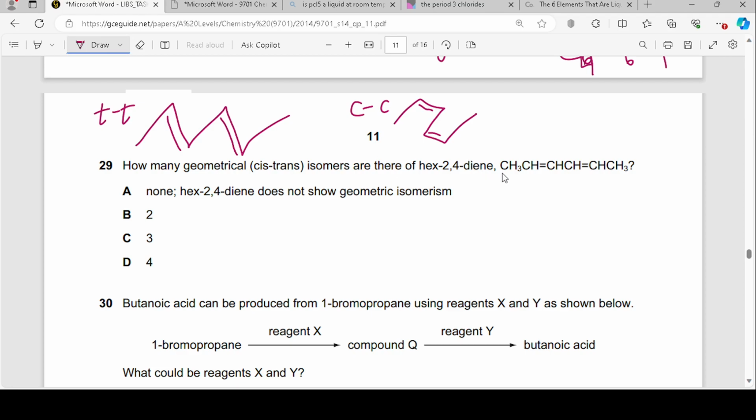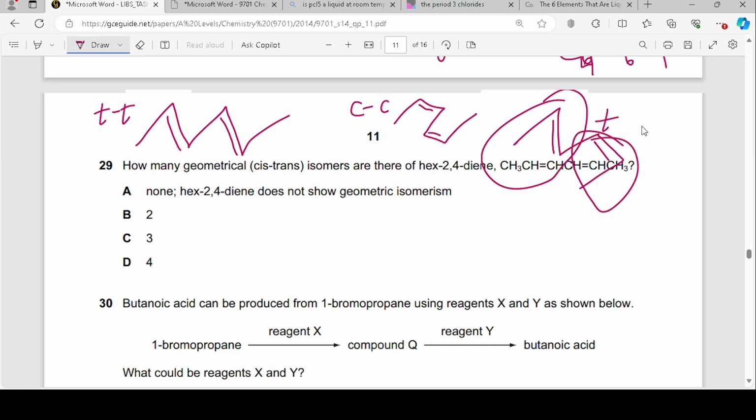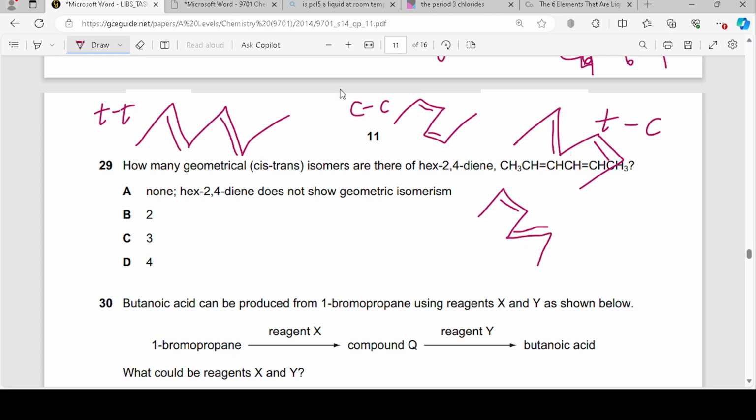And then I can have another one, which is if firstly this first group is cis and the second group is trans. So 1, 2, 3, 4, 5, 6 carbon atoms, and then this part is trans, so we have T, and then this part is cis, right? So we have trans, cis, and then on the other hand, I could have the first group as cis, like this, and the second group as trans, like that.